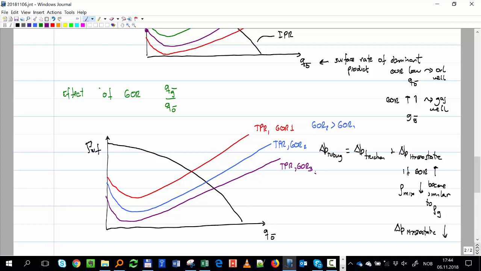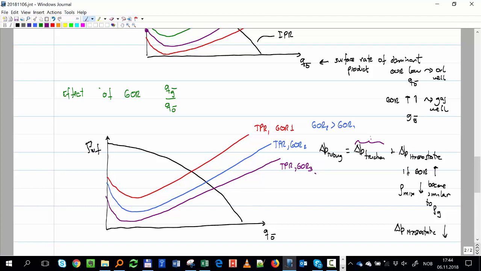Now, that process won't continue forever. It's not that I inject more and more gas and then I will get more and more rate. Because what happens? So far, if I increase a little bit the GOR, this guy here, I don't change much. Then I change more, I have more gas. What happens if I have more gas in the tubing?